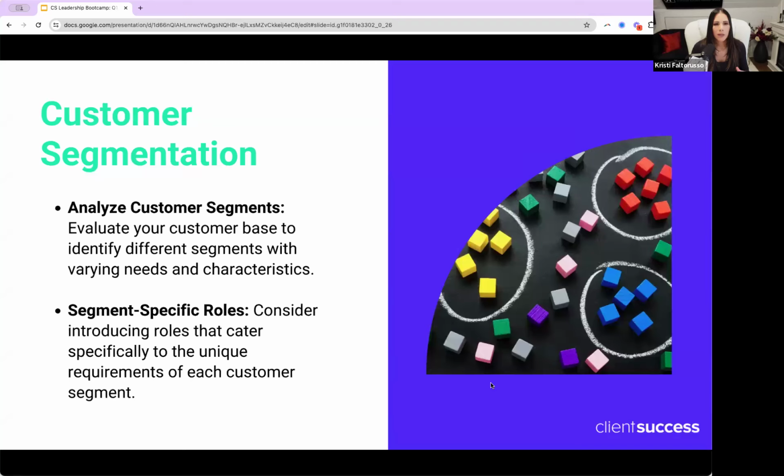The next one here is your customer segmentation. Now, I mentioned earlier when I was talking through those 7 points, hopefully you're not only segmenting your customers by ARR.